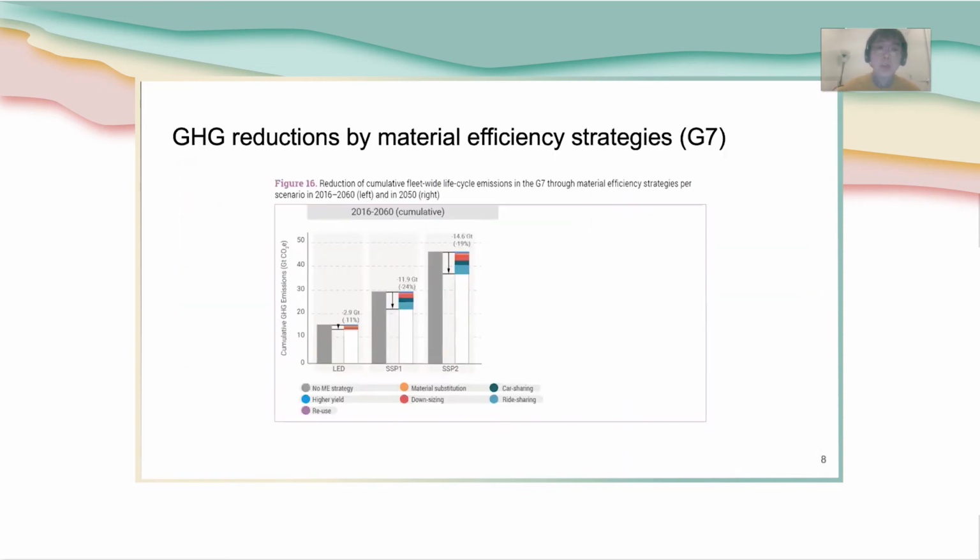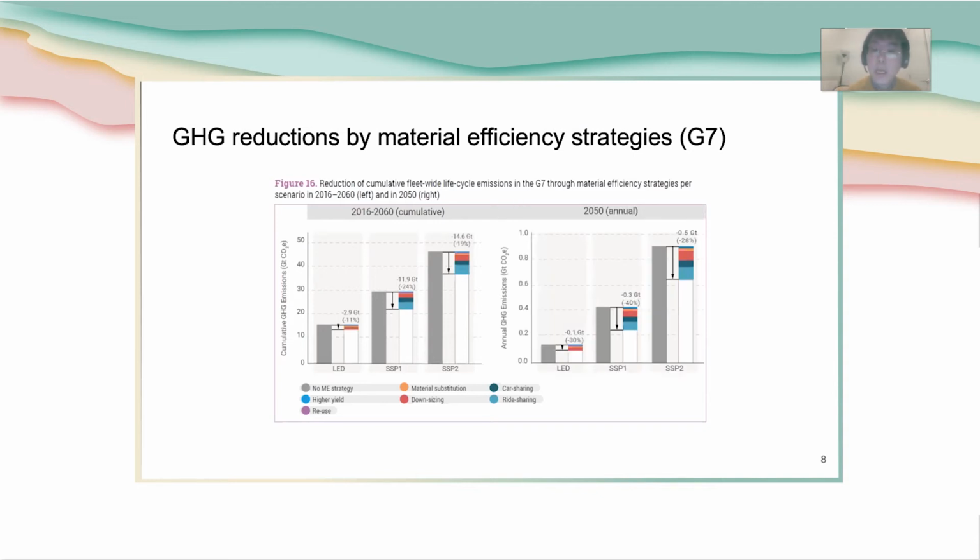So these are two examples of implementing different scenarios and how that affects the vehicle stock in different countries. Let's also look at the results on greenhouse gas reduction. Similar to what Niko showed, on the left is the cumulative greenhouse gas reduction for G7 countries. The gray column shows the cumulative GHG emissions when we don't have any material efficiency strategies, but we do have, for example, decarbonization of electricity over time under different scenarios. So the reduction you see here is on top of decarbonization of the electricity grid in all these G7 countries.